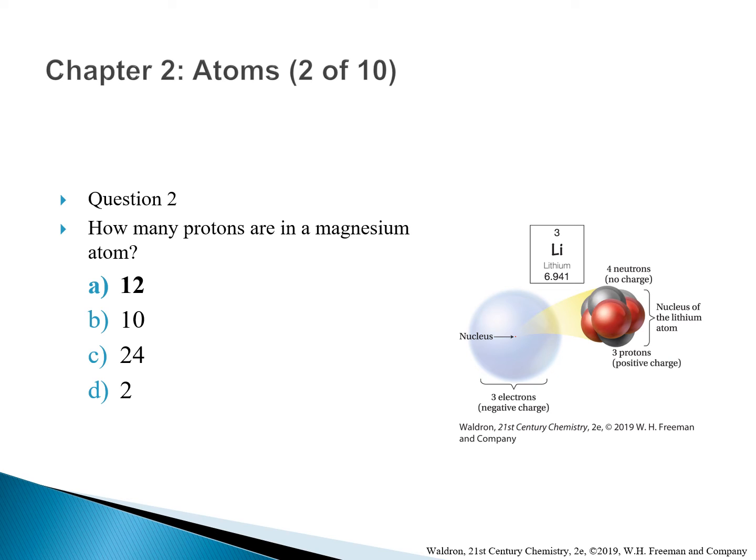12. From your periodic table, you first find magnesium. Magnesium has the symbol Mg. It is in the 3rd period, group 2. The atomic number says 12. The atomic number tells you how many protons there are. Therefore, there are 12 protons in a magnesium atom.